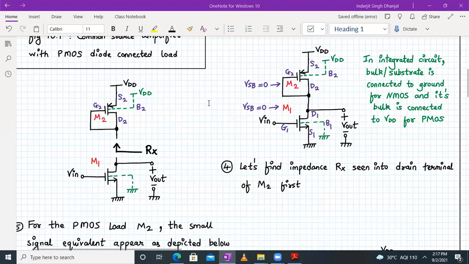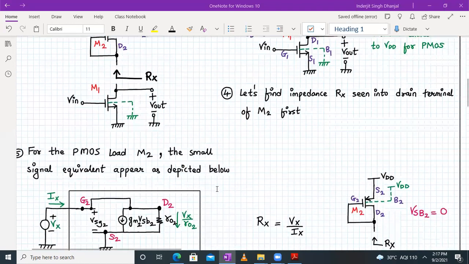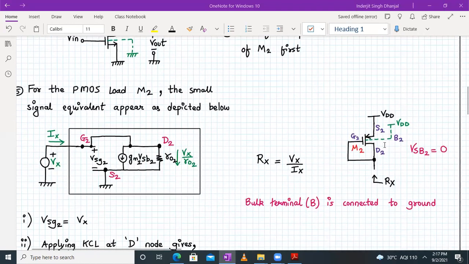Sorry for the interruption. Actually, in the M2 transistor, the arrow was wrong. It should be pointed from the source terminal. So that was the mistake. Now it has been corrected.